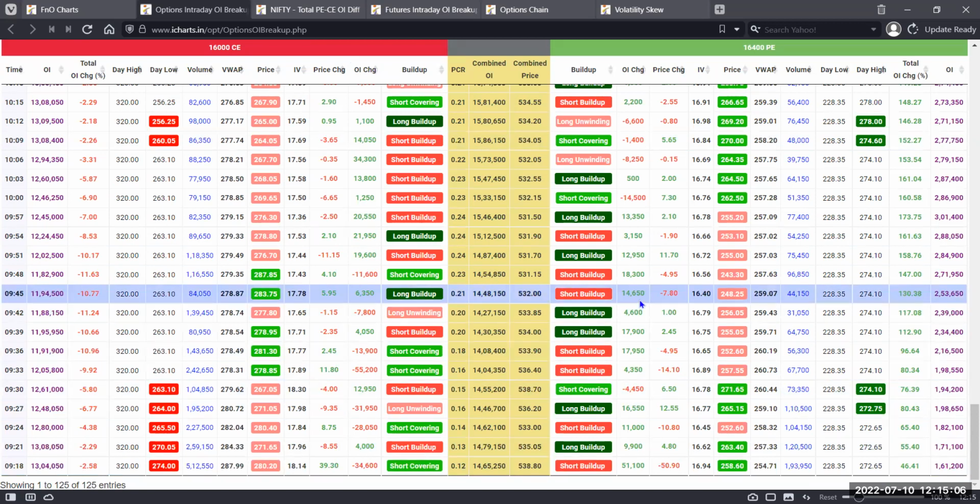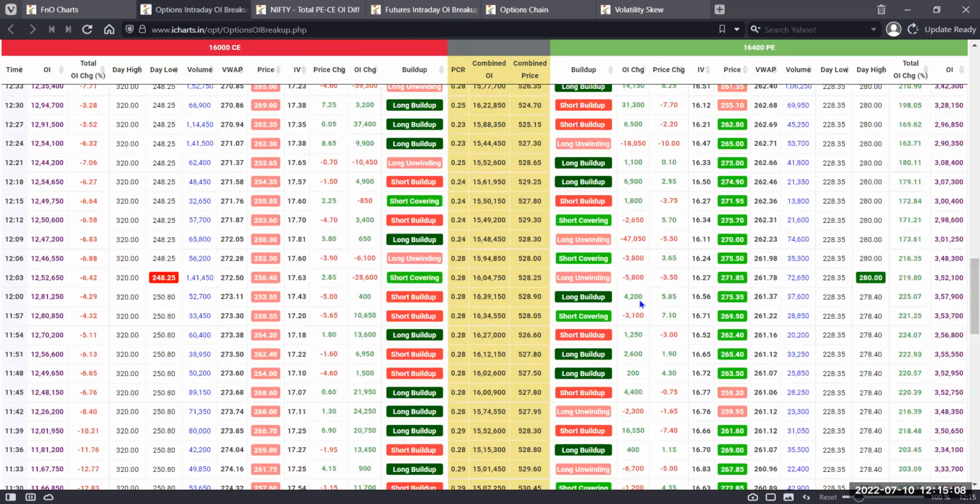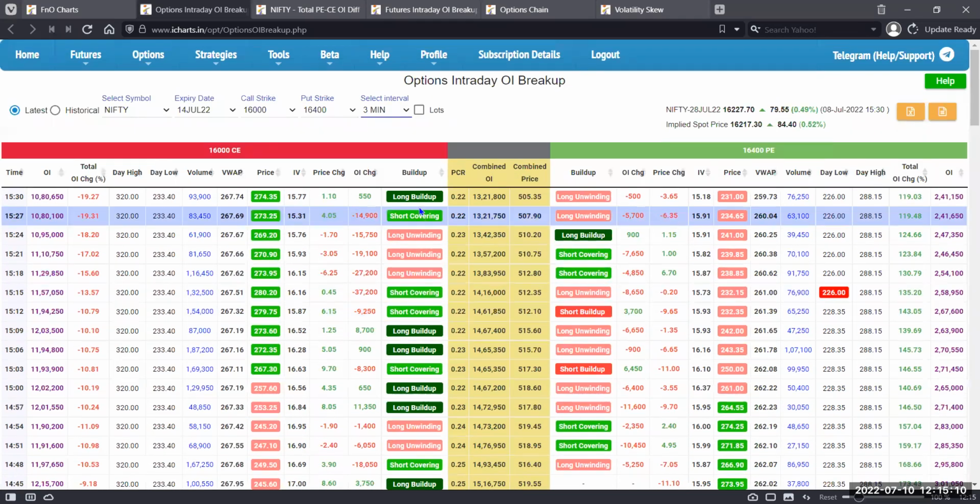Which spot candle did you look at? The first one? First 5 minutes, is it? Yeah, spot or futures, whatever. You just want to know approximately where the index is. From there, just go deep in the money, on both call and put side.